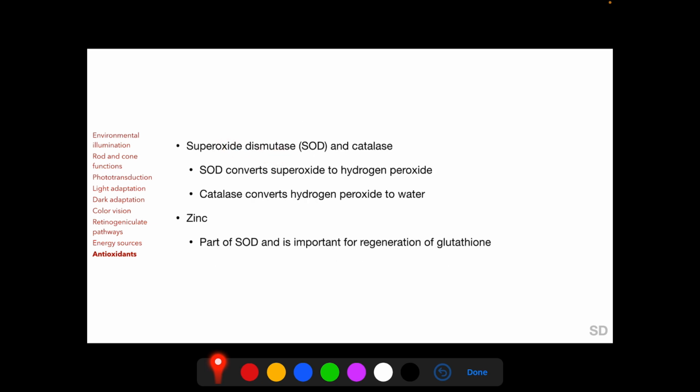Superoxide dismutase and catalase systems convert superoxide to hydrogen peroxide and then to water, and zinc is a part of the superoxide dismutase enzyme and is also important for regeneration of glutathione in the glutathione peroxidase system.